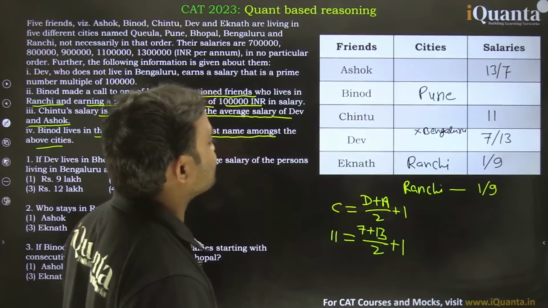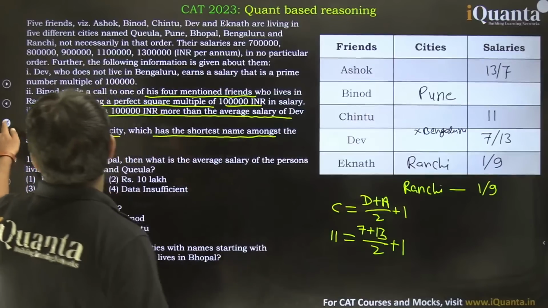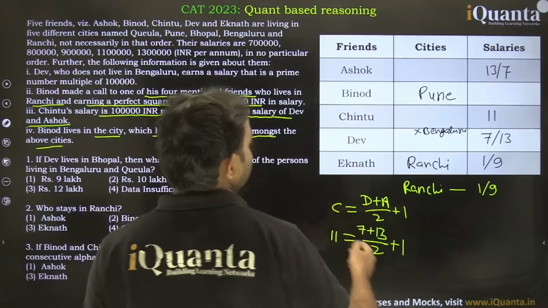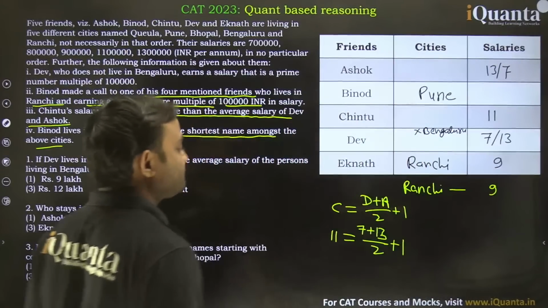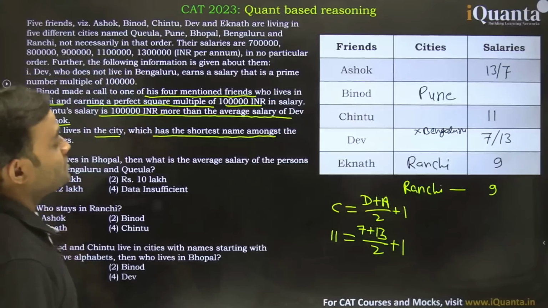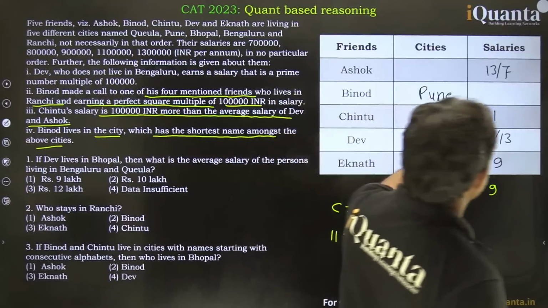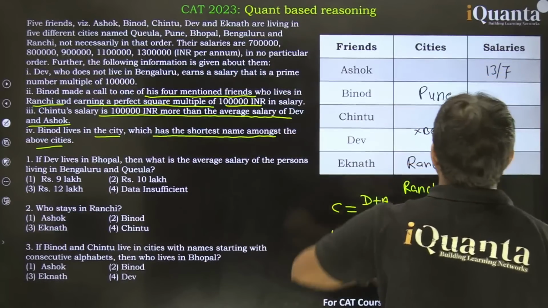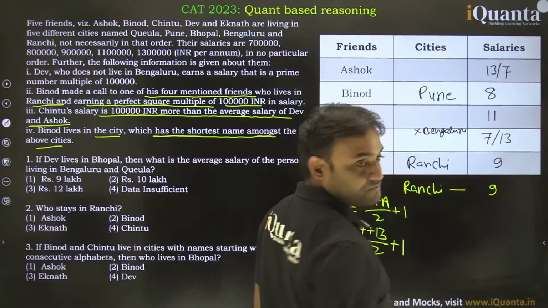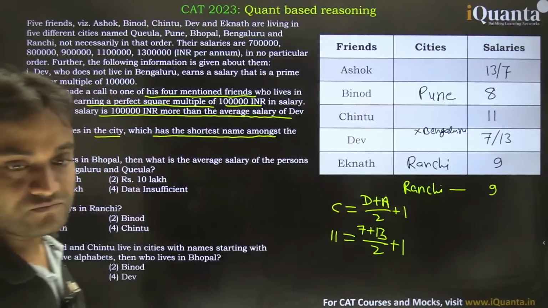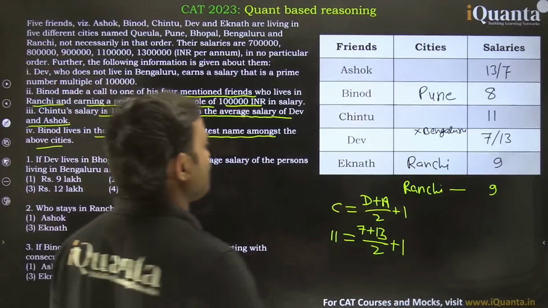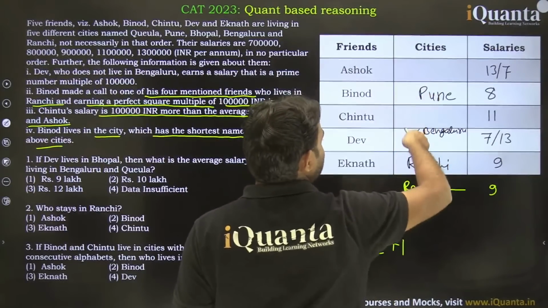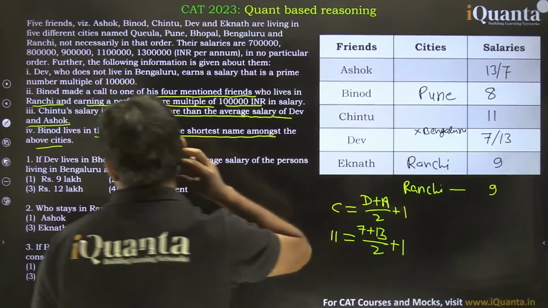Oh, 1 lakh is nobody's salary, sorry. Okay, yes, so he is earning 9 lakhs. My bad. If 13, 7, 13, 11, 9 we have taken, so this must be 8 lakhs. Now we got our table. Now we don't know the cities of these persons. The rest of these are unknown.